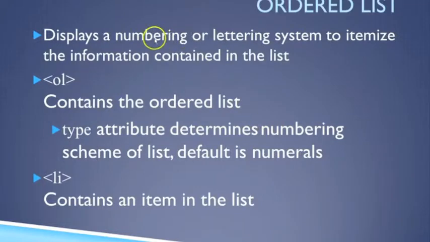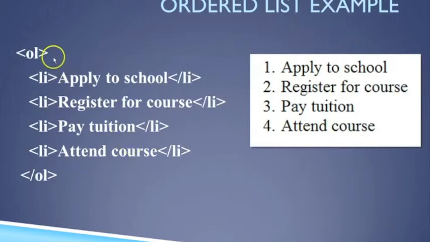Now the only difference between the unordered list and the ordered list is we have the OL tag instead of the UL tag, and the type attribute determines the numbering scheme. We can list letters here, we can list numerals, we can do Arabic numbers or Roman numerals. So the default here is numerals. And just like the unordered list, we have the LI that contains the list item. So here's an ordered list.